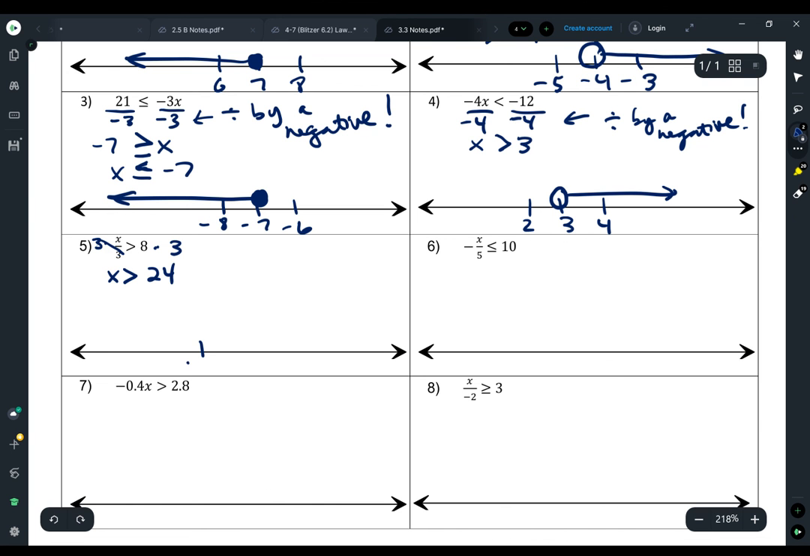And then we want to go ahead and graph again. So we're going to put a number on either side of 24. Because it's greater than, I'm going to make an open circle because I don't want to actually include numbers at 24, just numbers really close. And greater than is going to go to the right.